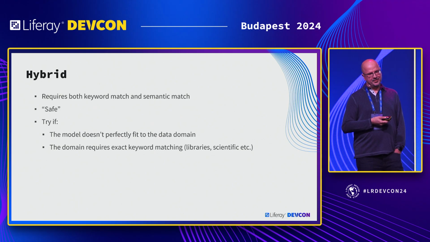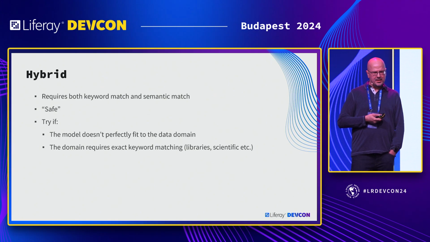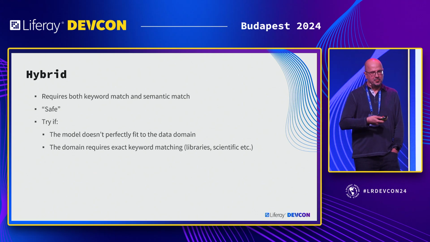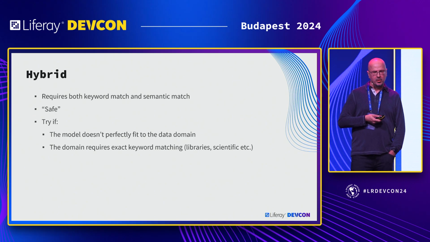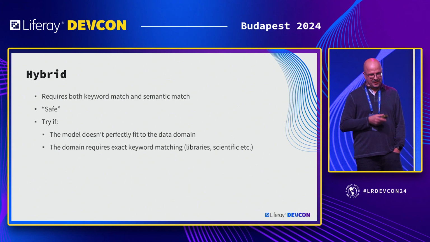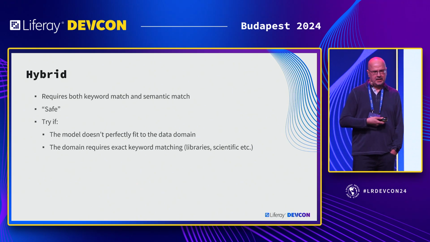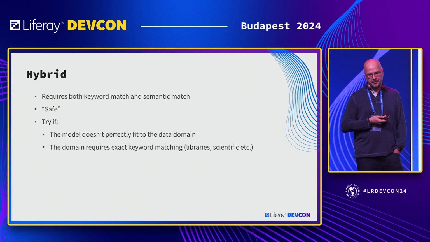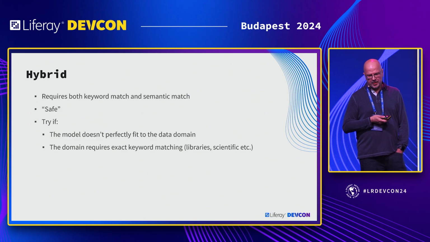Hybrid approach requires both keyword match and semantic match. And this is a safe approach because, for example, if your model is unable to provide reliable semantic matches, there is a safety net of keyword match to fall back on. This is something to try if the model doesn't perfectly fit the data domain, or if the domain requires exact keyword matching, like scientific environments or libraries. Hybrid approach is often a good and practical approach, I'd say.